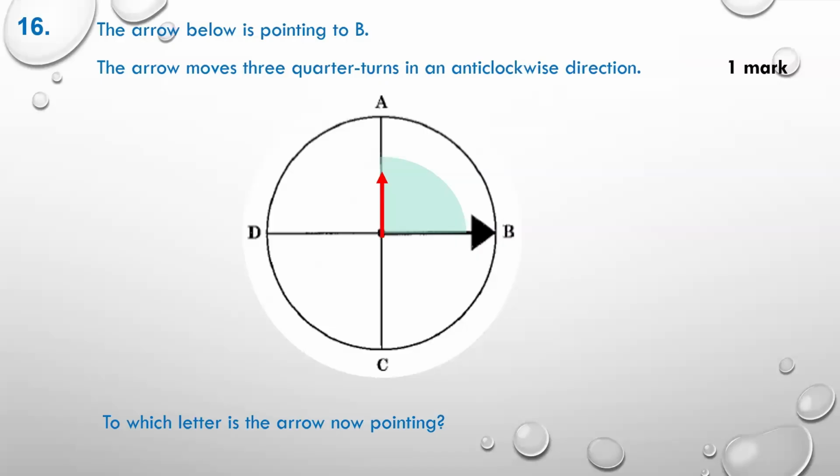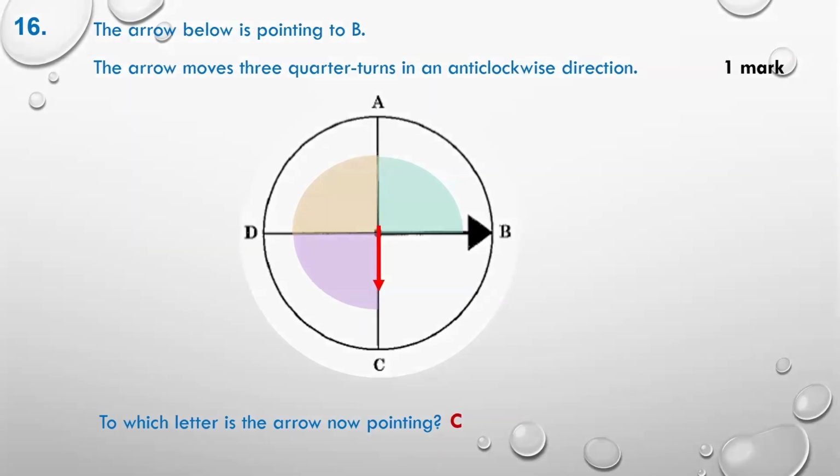So let's look at the question again. The arrow moves 3/4 turns in an anti-clockwise direction. We started at B, we moved 1/4 turn, we're at A. Let's move another quarter turn, where we're going to end up at? End up at D. And if we move a third quarter turn, we're going to end up at C. Therefore, what letter do we now end up pointing at? We're ending up at pointing at the letter C. Let's go on. We have 4 more questions.